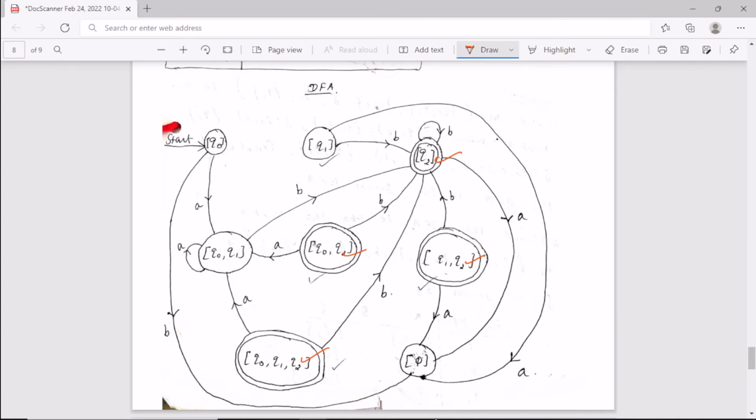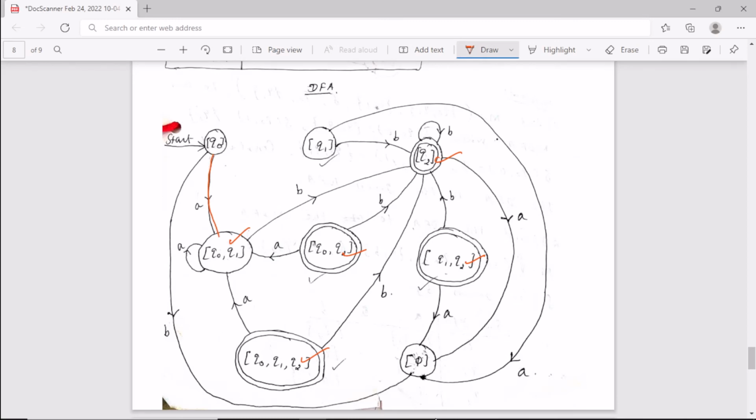What we are going to do is verify whether each state can be reachable from the initial state or not. If it is so, you can leave it and take the DFA as it is, or otherwise you can remove the states and simplify the DFA for the given NFA. So now look at the state Q0, Q1. The state Q0, Q1 is reachable from the initial state, so you can take it.